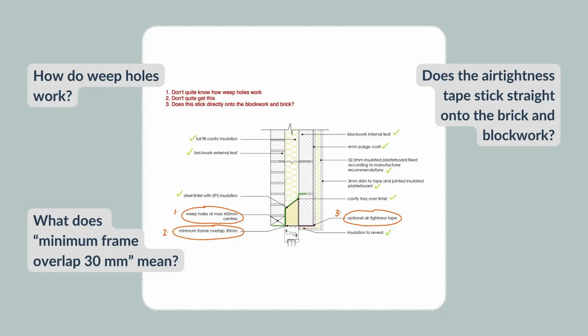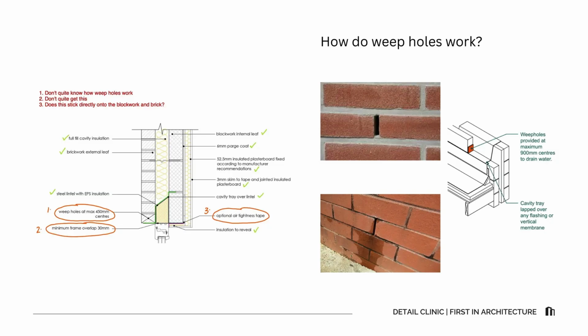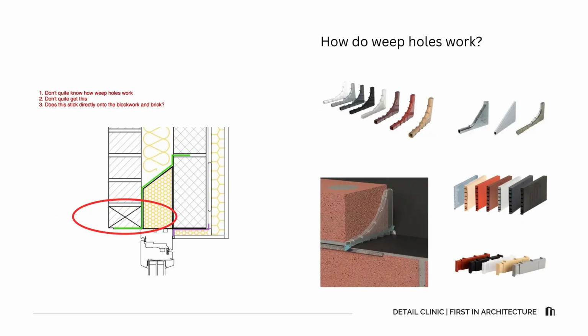So let's jump into the student questions. How do weep holes work? So the weep holes let water escape from the cavity tray above the lintel. Any moisture entering the cavity drains down onto the tray and then out through these small openings. They basically prevent water from building up and leaking internally.